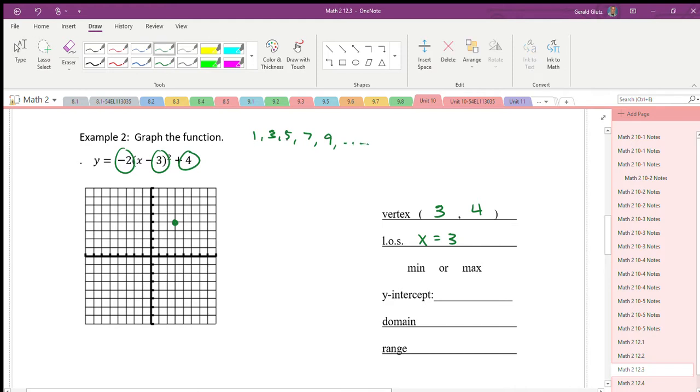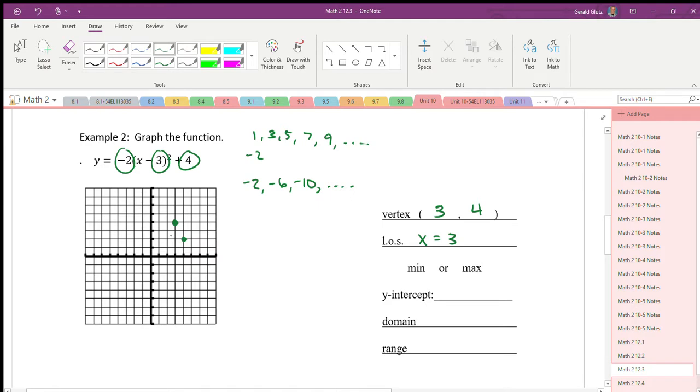But we always have to multiply the pattern by the a value. So I have to multiply all of these numbers times -2. If I multiply 1 times -2, I get -2. If I multiply 3 times -2, I get -6. If I multiply 5 times -2, I get -10. And so on. So the first rate of change I'm going to have is -2. That means I go down 2, right 1.